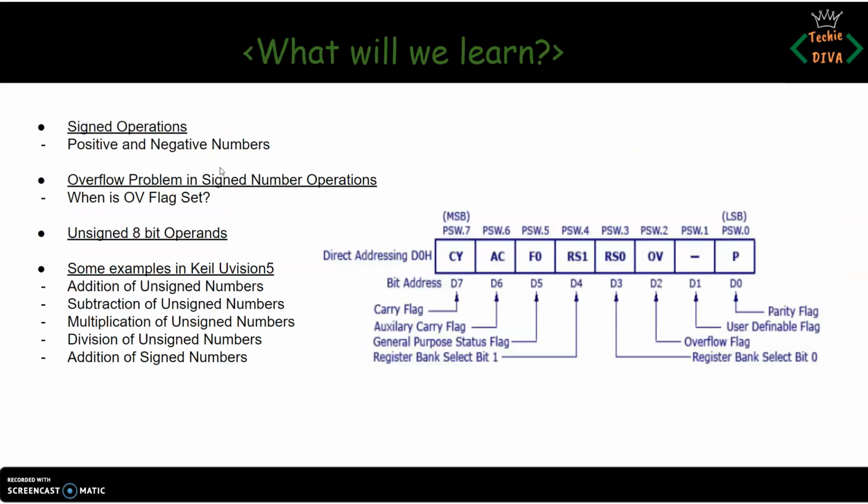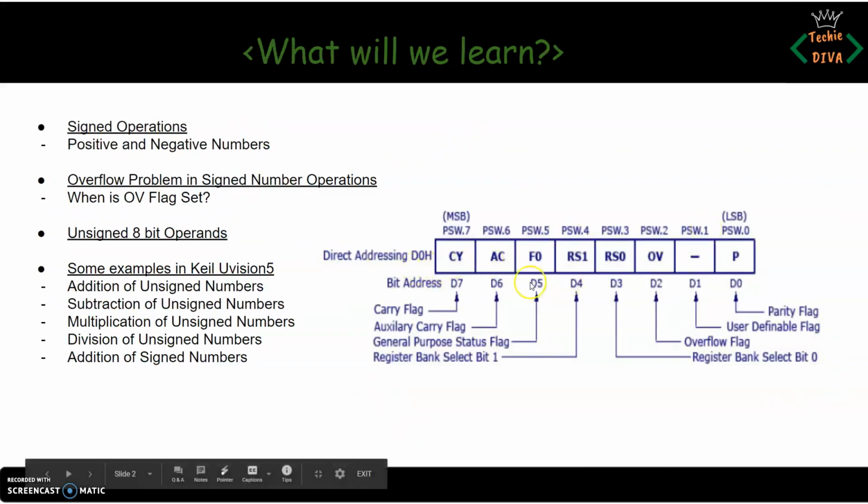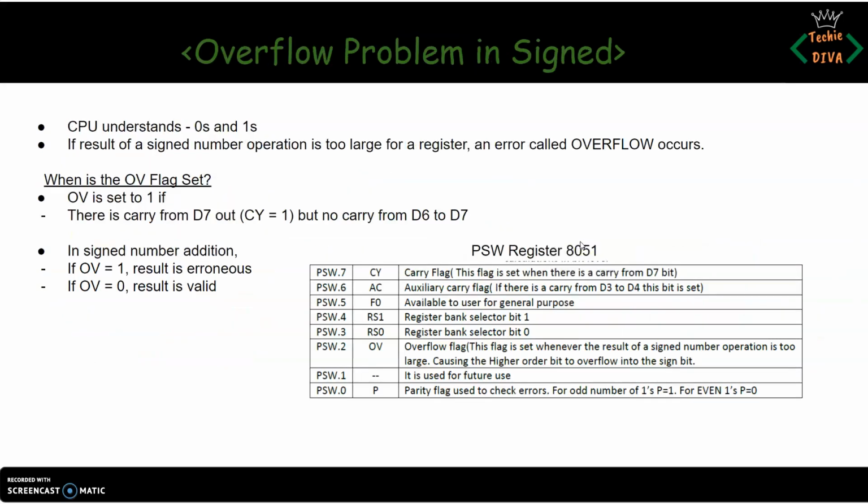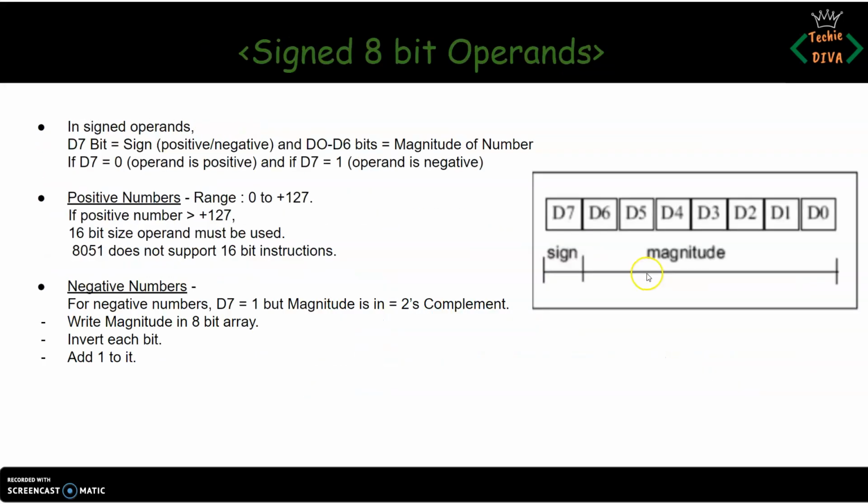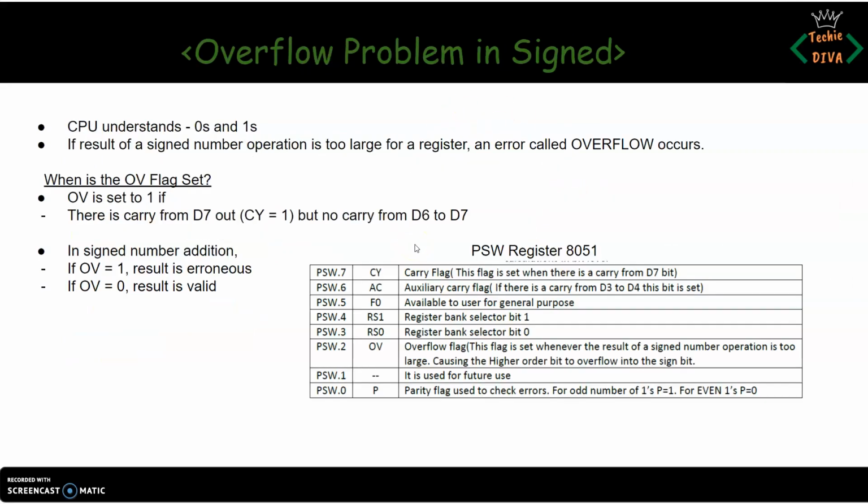As we observed in the previous slide, this is the PSW register structure, and here we have a table which states that the carry flag is set only when there is a carry from the D7 bit. So there should be a carry out from this bit. The auxiliary carry flag is set to 1 only if there is a carry from D3 to D4. The F0 bit is used for general purpose. These 2 bits are used for register bank selection. There are 4 banks in 8051, and by setting these 2 bits we can select a bank.